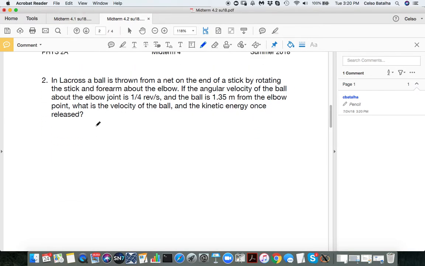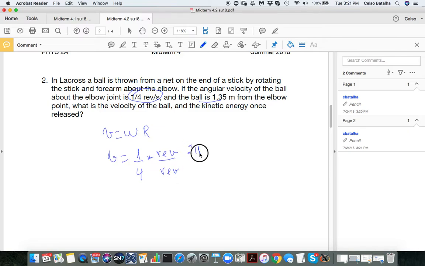For the lacrosse, we want to find the velocity. Velocity is omega r. And the only tricky thing here is 1/4 revolution per second. So V is equal to 1/4 revolution per second. You want to get rid of revolution, so we multiply by 2 pi. Each revolution is 2 pi radians, right? And then you have your units correctly. So pi over 2 radians per second.